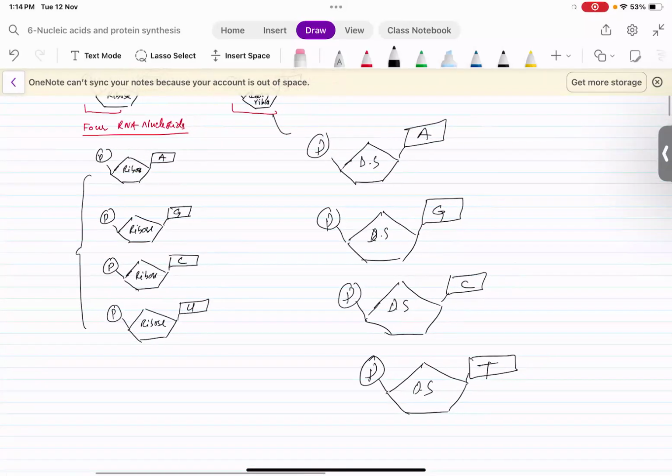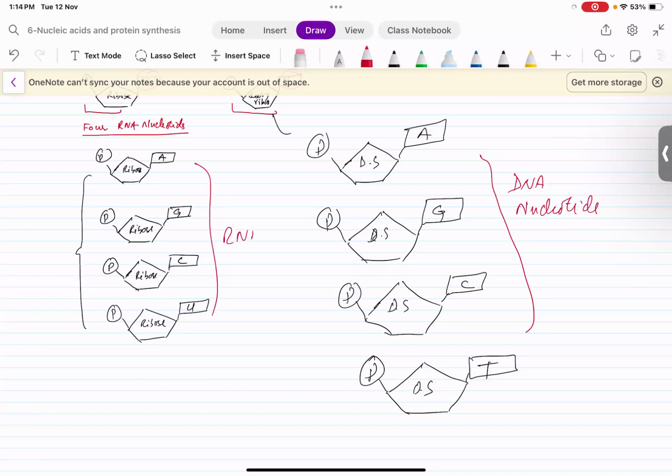So can you tell me what are the 2 differences between these RNA nucleotides and DNA nucleotides? These are DNA nucleotides, and these are RNA nucleotides. Can you find 2 differences? Are you people there? The main difference is the sugars. Yeah, there is a difference.